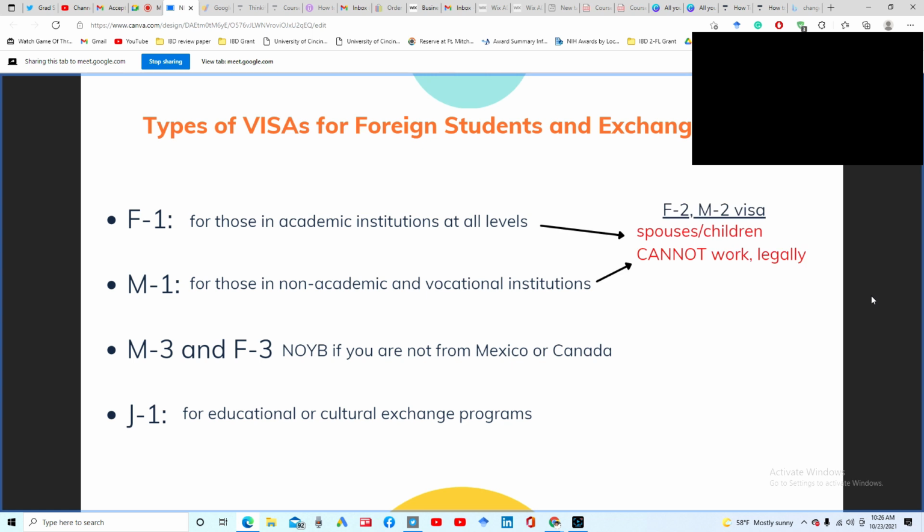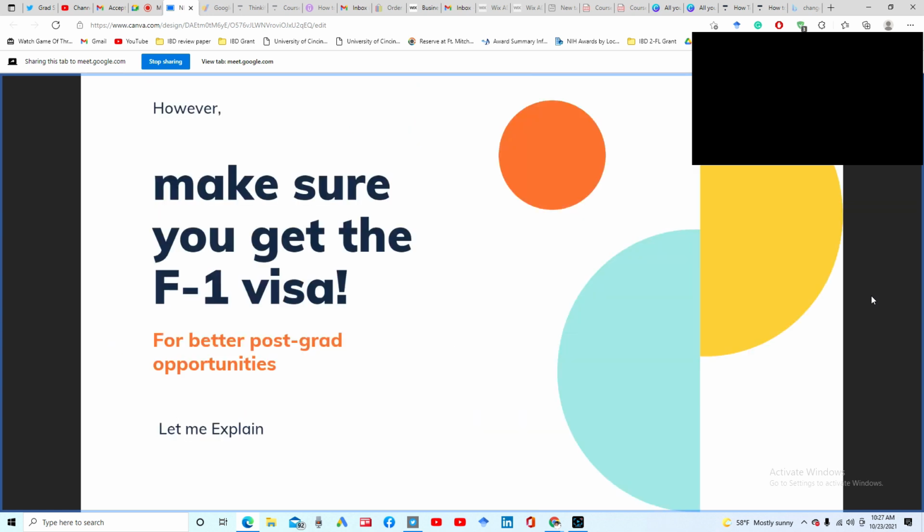Now, let's talk about supporting visa or dependent visas for each of these. For F1 and M1, you can get F2 and M2 visas respectively for your spouse or children, but they cannot work legally in the United States. They are unable to work, so they'll just accompany you to give you emotional and moral support. Now, for J2 visas, the spouses and children of people that get these J2 visas can work legally in the United States. So that sounds cool, right? You would think that sounds cool.